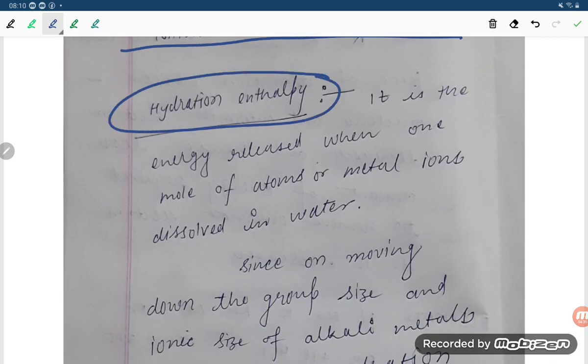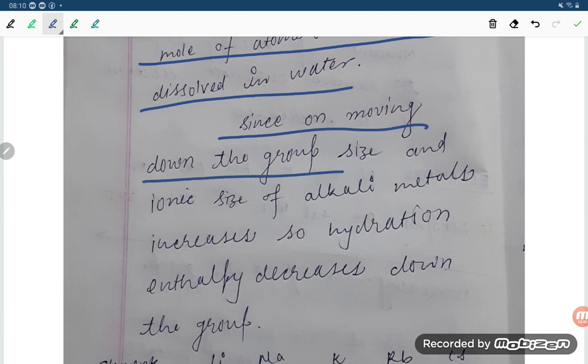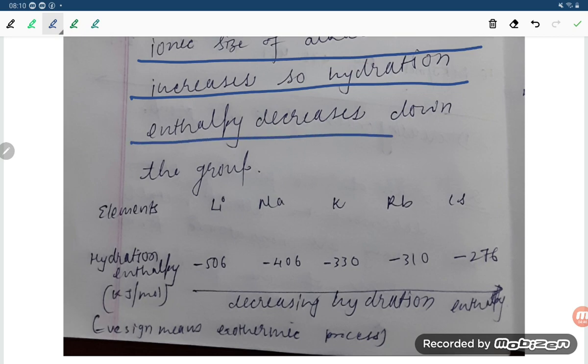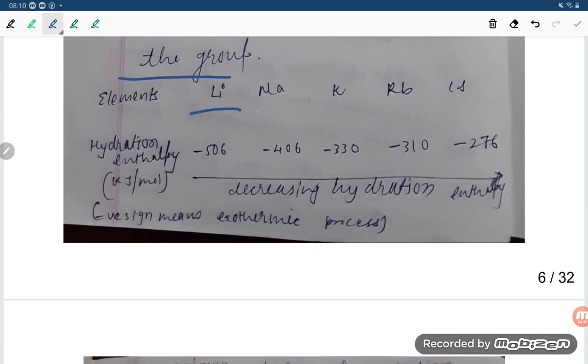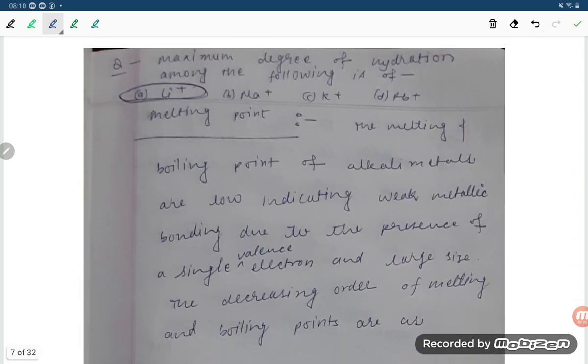Hydration enthalpy is the energy released when 1 mole of metal ions dissolves in water. Since on moving down the group the size and ionic size of alkali metals increase, the hydration enthalpy decreases down the group: lithium, sodium, potassium, rubidium, cesium. You see, students, the amount released is continuously decreasing as size increases. Negative sign means an exothermic process. Maximum degree of hydration among the following is what?